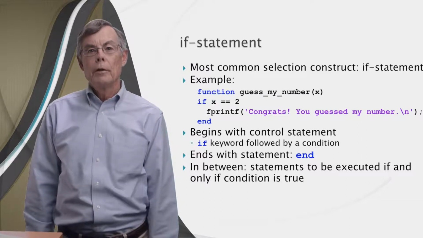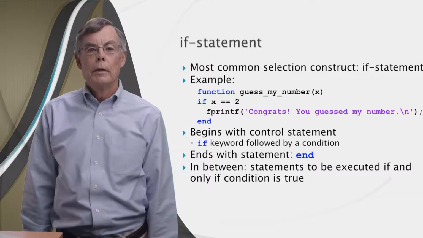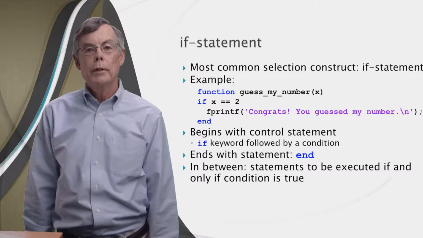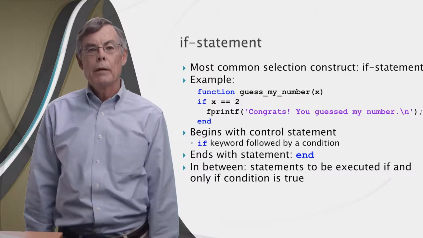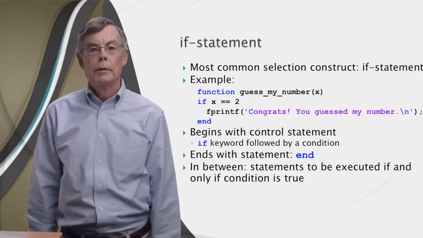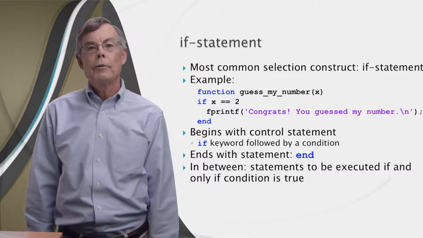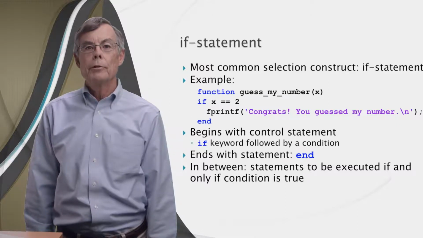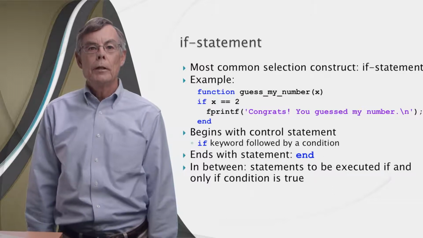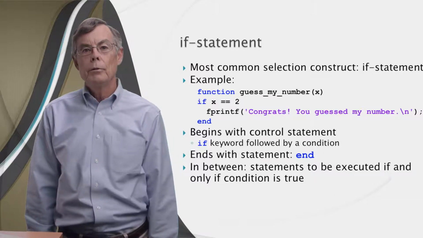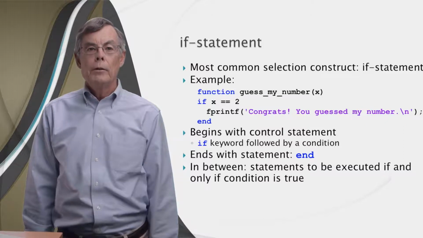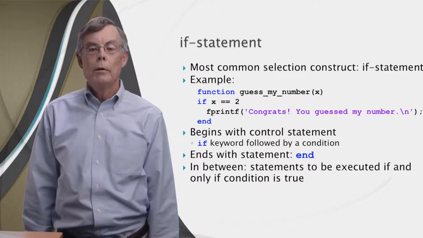The guess my number function is a single if statement. It starts with the if keyword, followed by the condition x == 2. This pair of equal signs is a new operator. It means equal to, or is equal to. The statement that follows the line with the if keyword will be executed if and only if this condition is true. In this case, if and only if x equals 2. The if statement is terminated by the end keyword.